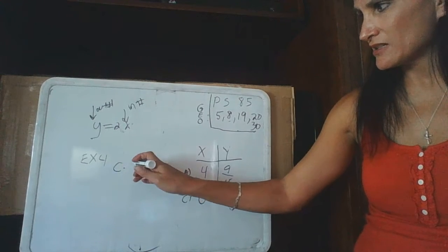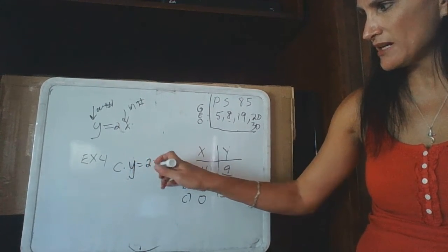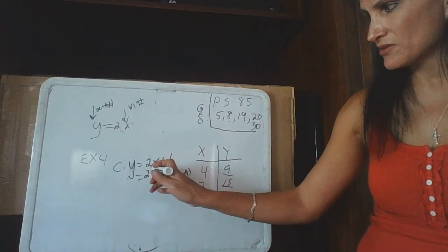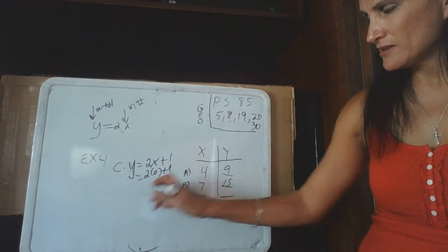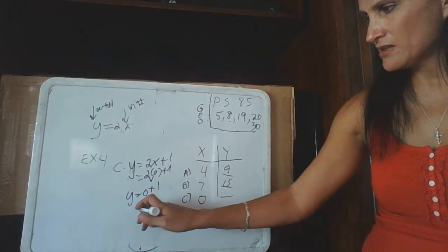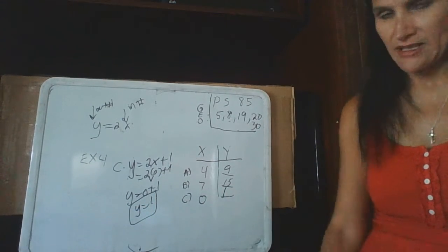So here's C, and the equation was y equals 2x plus 1. So 2, this time times 0, plus 1. So y equals 0 plus 1. Y equals 1. There's my answer, and there's my answer.